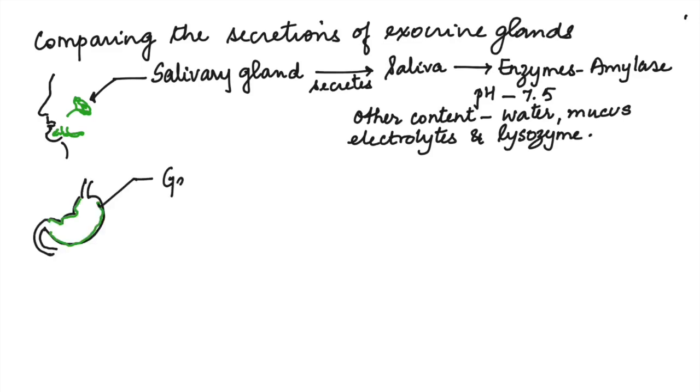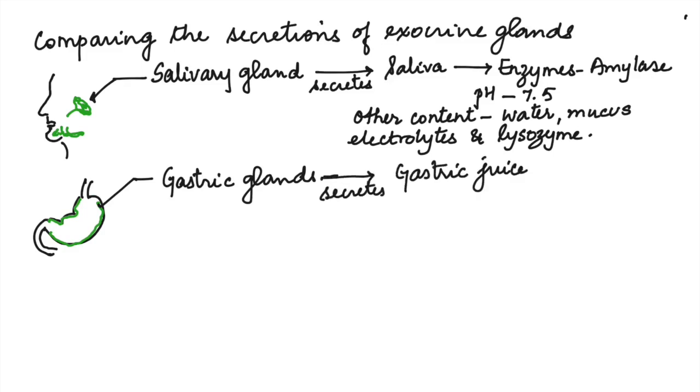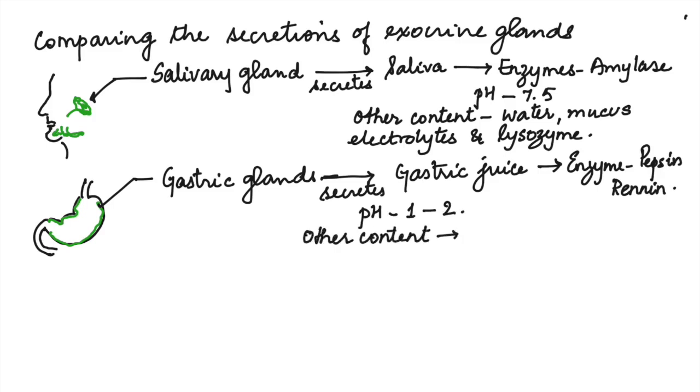and certain electrolytes. The other exocrine gland in the alimentary canal is the gastric gland that secretes gastric juice. The main enzymes here are pepsin and renin, and the gastric juice has a pH of 1 to 2. Other contents include water, mucus, and hydrochloric acid.